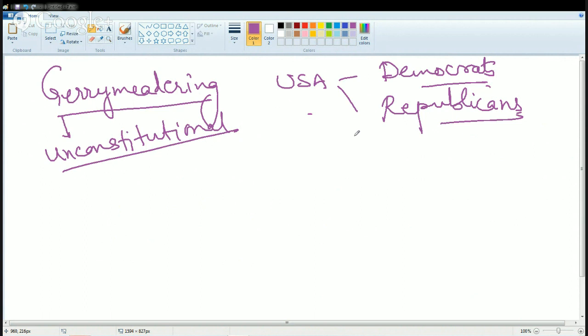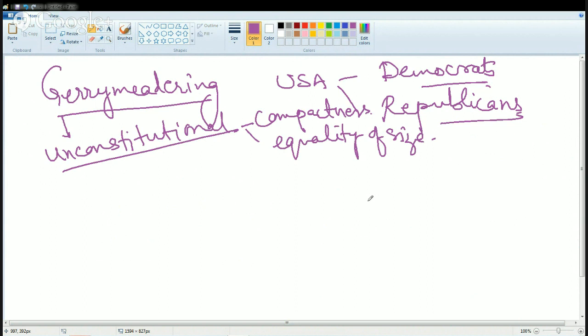So gerrymandering basically violates two basic principles, the principle of compactness and the principle of equality of size. These are the two things that are basically violated under the concept of gerrymandering. This concept was initially given in 1812 by the governor of Massachusetts, Mr. Gerry. And what he tried to do was, it was basically called in the shape of a salamander.